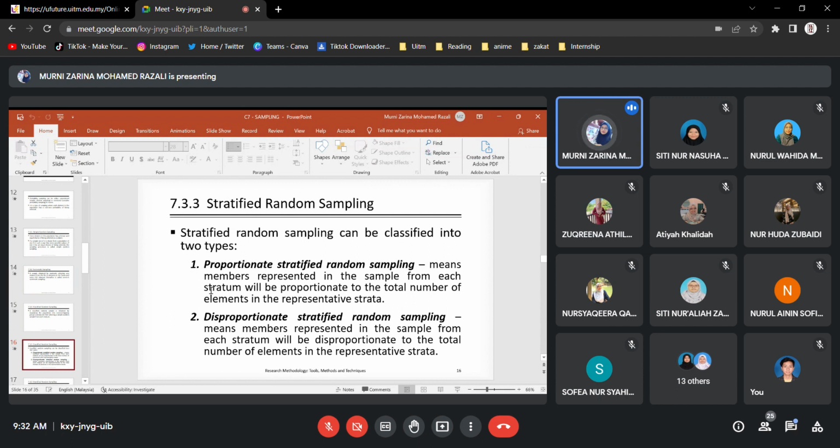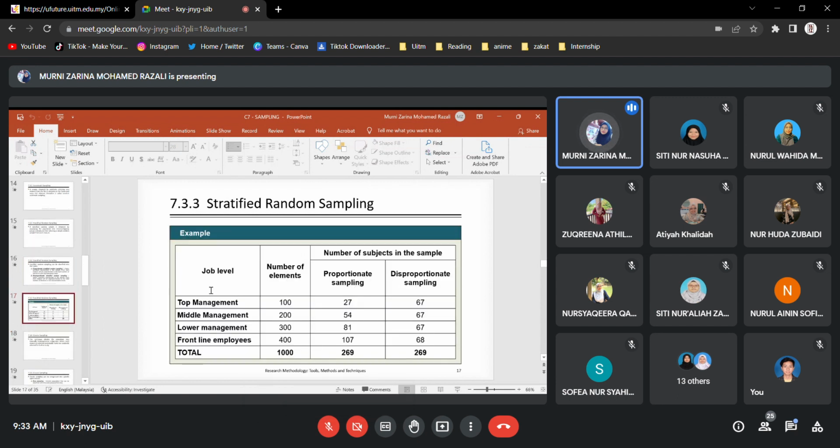Lepas tu hotel pun kena 100. Maknanya every strata tu must be proportionate ataupun mesti sama banyak. Itu kita panggil proportionate. Dan satu lagi disproportionate stratified random sampling, which is numbers that represented in the sample from each strata tadi tu will be disproportionate to total numbers of elements in the representative strata. Maksudnya tak sama. Yang business mungkin ada 150, accountancy 100, hotel 120. Dia tak sama banyak. Bila tak sama banyak tu kita panggil sebagai disproportionate.